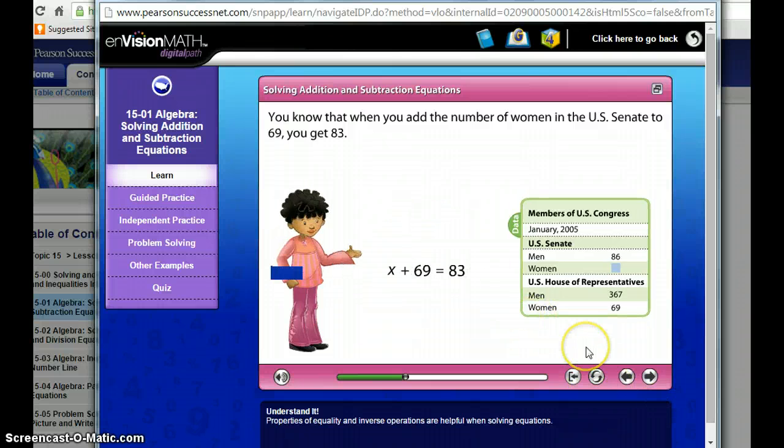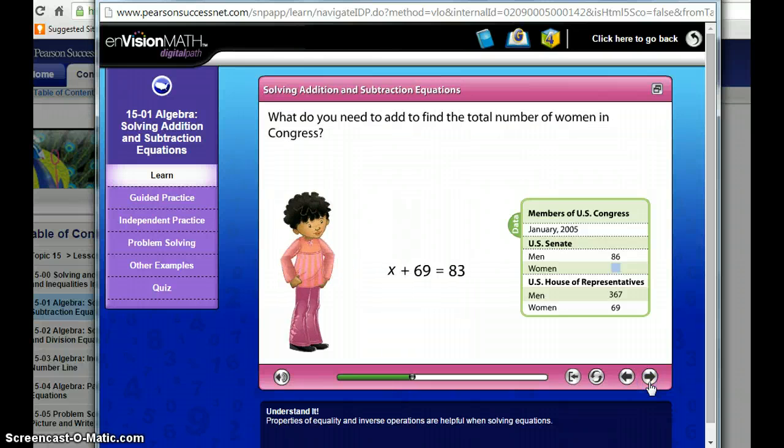You know that when you add the number of women in the U.S. Senate to 69, you get 83. So some number, x, plus 69 equals 83. Now the 83 is not shown on here. If you were listening, they said it on a previous slide that there are 83 women total in Congress. Yes, Corinne? Okay.